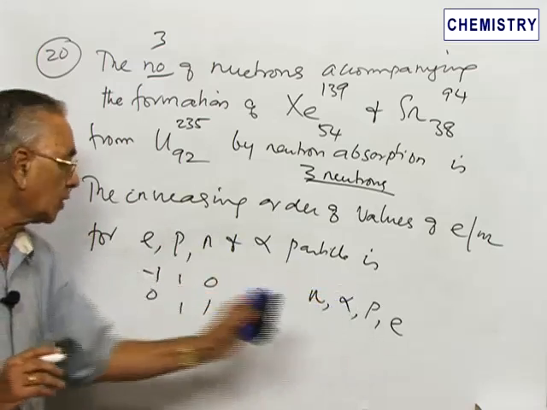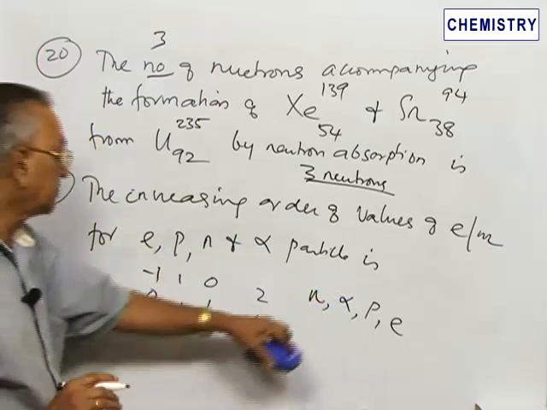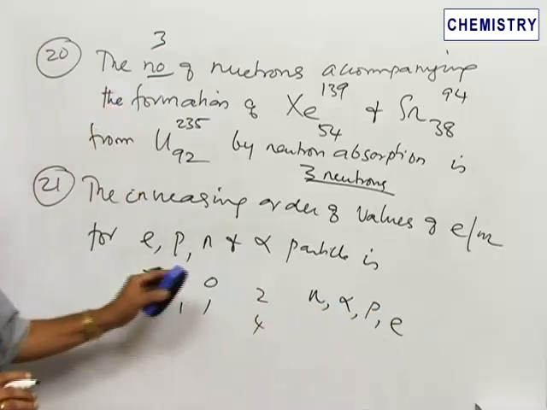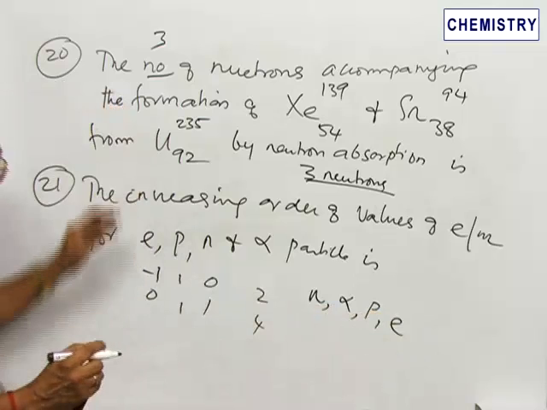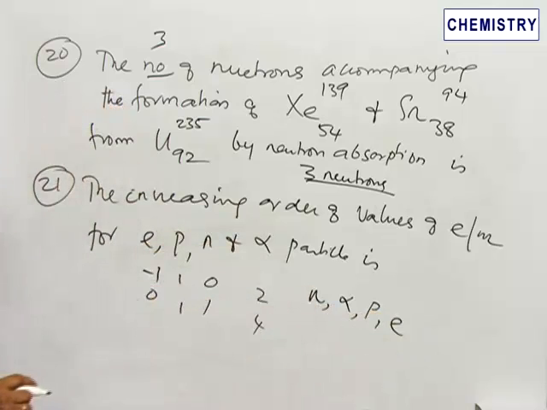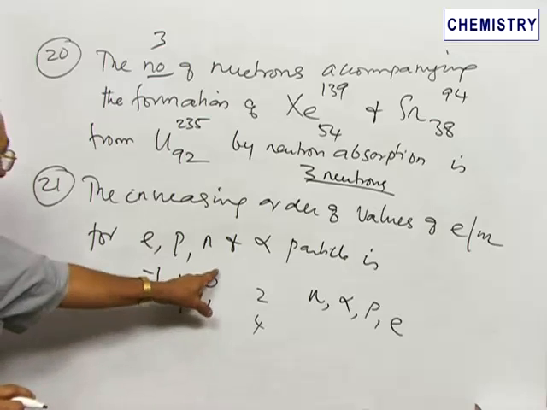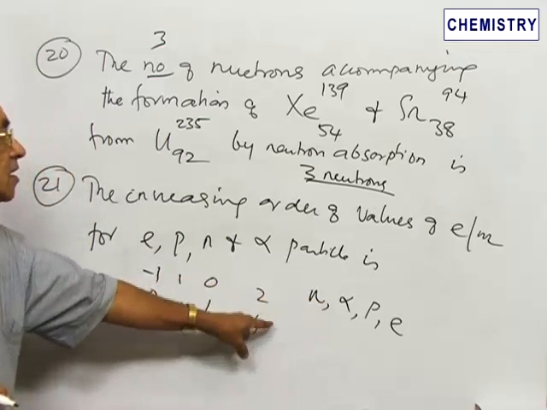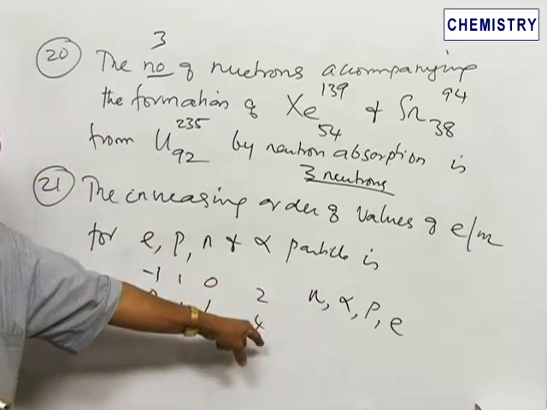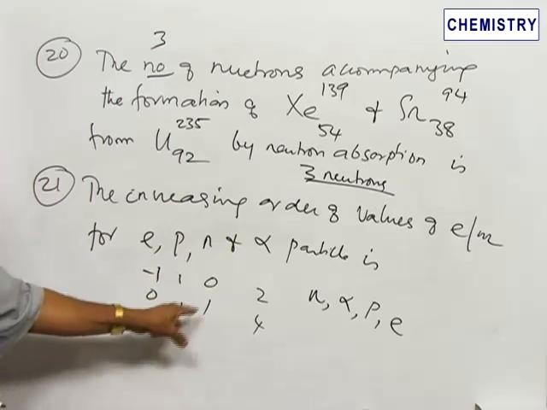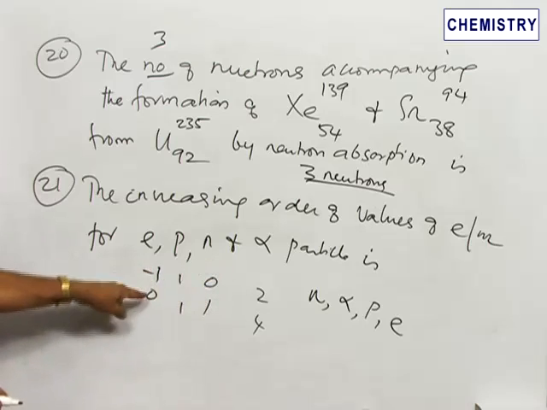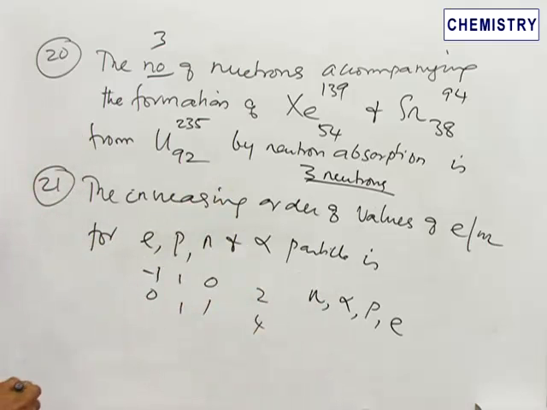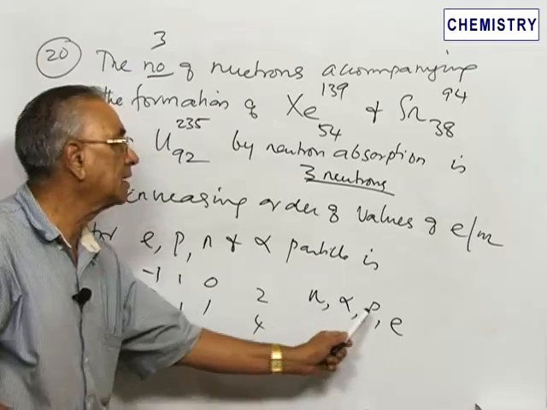When you apply these values and take the ratios, we find the order is N, alpha, P and E. The one with the lowest e by m ratio is the neutron, which is 0 by 1. Then the alpha particle, which works out to a half, 2 by 4. Then the proton, 1 by 1, which is equal to 1. And the electron, divided by 0, must be an enormous value. Therefore, the order is N, alpha, P and E.